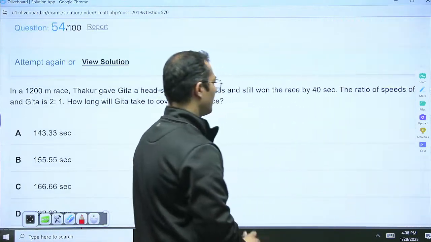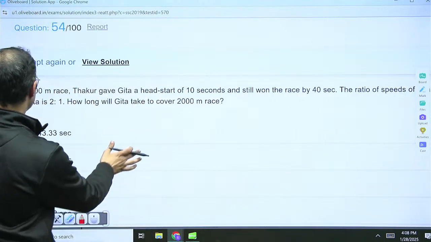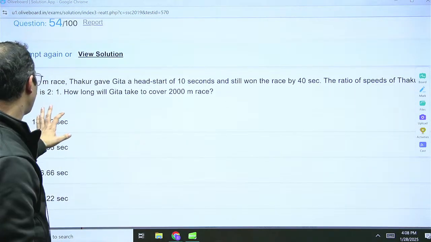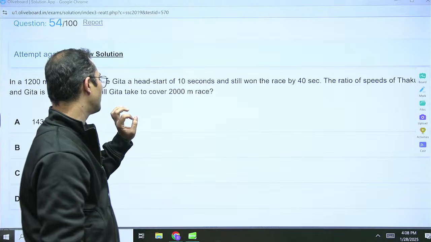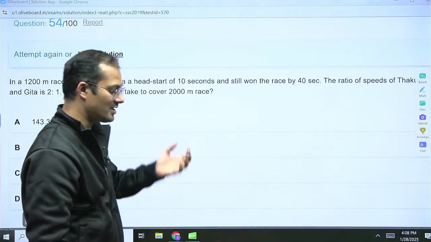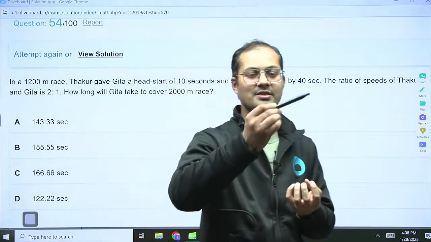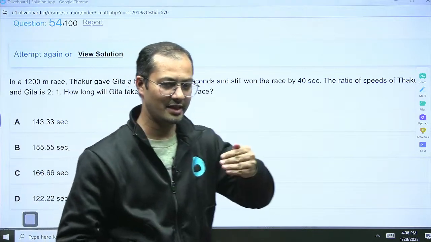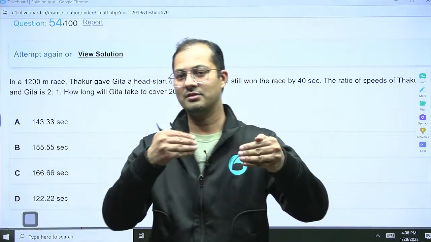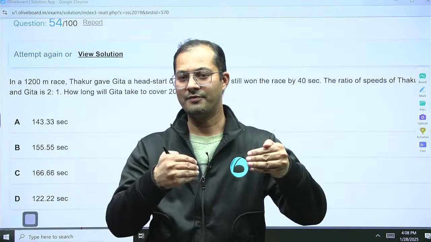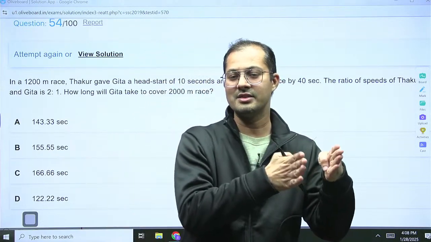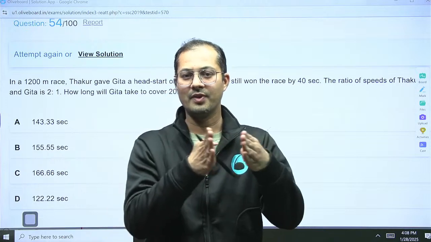Question number 4. Tell me what would be the answer for this question. In a 200-meter race, Thakur gave Geeta a head start of 10 seconds. It means Geeta is running first, then after 10 seconds, Thakur is going to start. But he is reaching the final destination 40 seconds before Geeta.